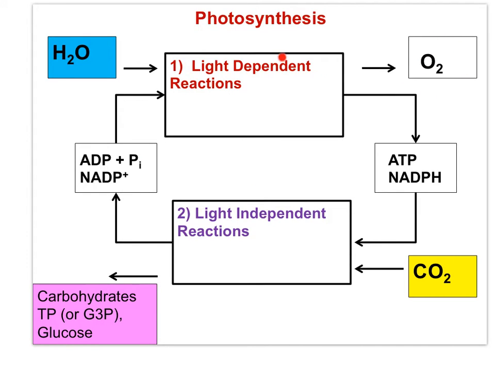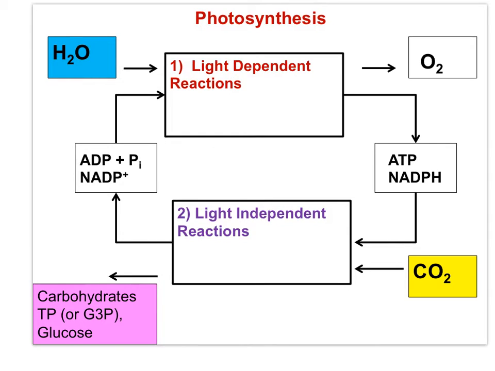Oxygen is produced from the light-dependent reactions when light energy lyses water. The light-dependent reactions produce ATP and NADPH as energy molecules available to fix carbon dioxide into organic carbon compounds such as glucose. Now, both sets of reactions, the light-dependent and light-independent reactions, occur within the chloroplast within a plant cell.